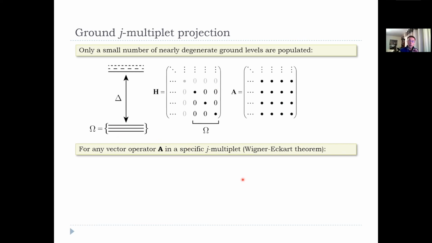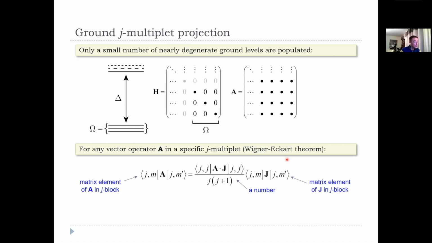So for any vector operator, for example, magnetic moment, in a specific J multiplet, well, there are two ways of doing it. One is the complicated one that I will briefly describe, and then there is a more intuitive, simpler explanation, which unfortunately then involves a slightly generalized group theory. So it's complicated either way, so I thought that I'd give you both explanations there.